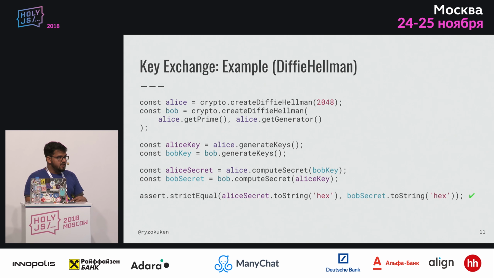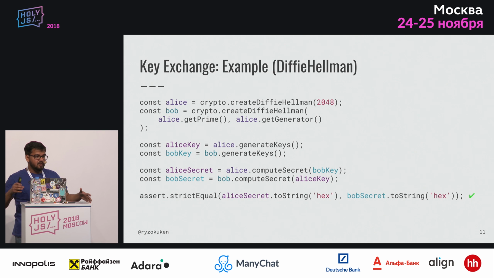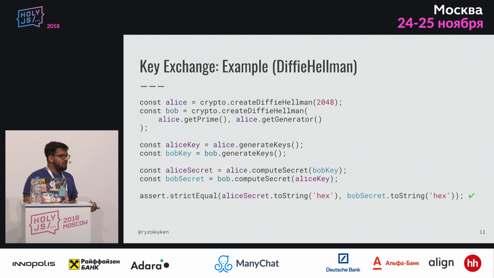Then they compute their secrets. So they exchange their keys over the internet maybe, or some other medium, if you do that. And Alice computes her secret using Bob's key, and Bob computes his secret using Alice's key. And if you call assert.strictEqual or something like that, they will be the exact same thing. So key exchange. Kind of absurd to do it in one script, I know. But ideally, you would have two isolated computers connected only over the internet doing that. It's just a proof of concept.